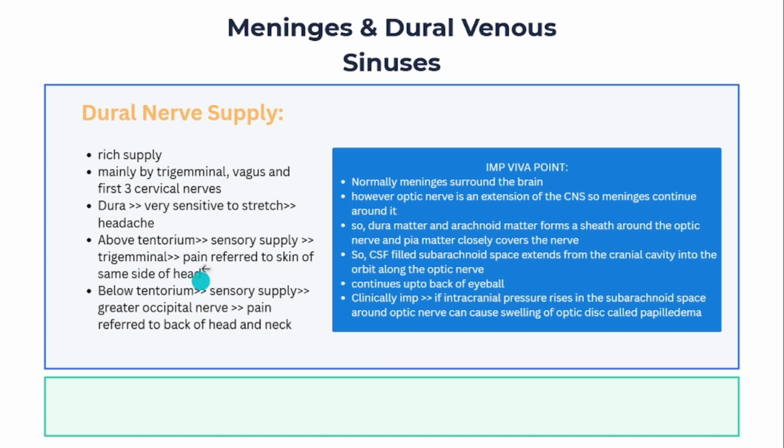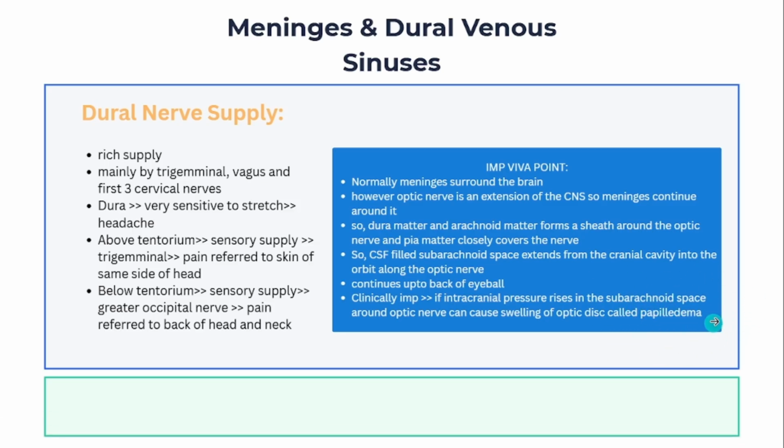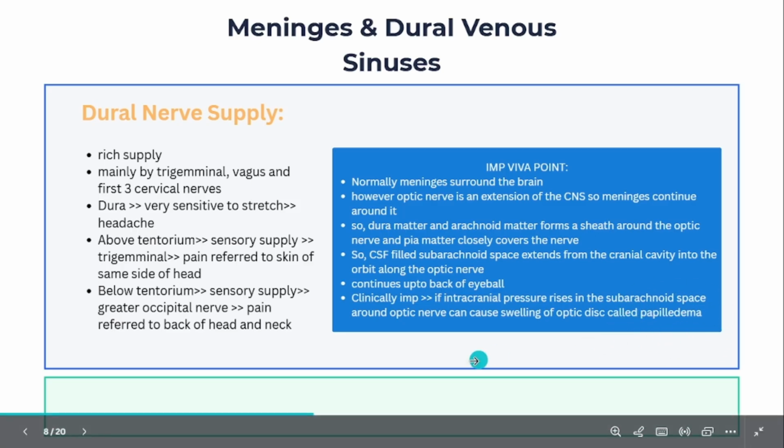So it's clinically important because if the intracranial pressure rises in the subarachnoid space around the optic nerve, it can cause swelling of the optic disc, which is known as papilledema. And physicians use the ophthalmoscope to detect whether there is increased intracranial pressure or not. They see the optic disc, and we can detect the papilledema, which is a classic sign of increased intracranial pressure.